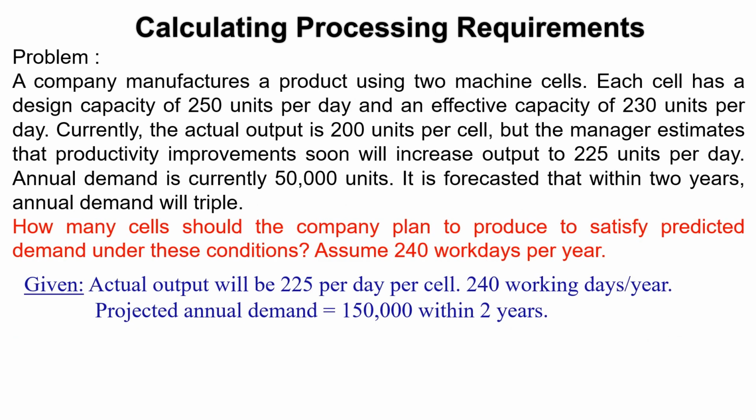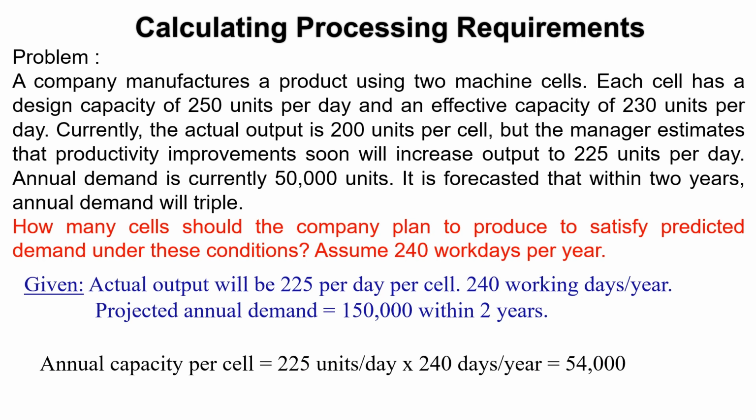It is given that the actual output will be 225 per day per cell, 240 working days per year, and projected annual demand equals 150,000 within 2 years. First, calculate the annual capacity per cell by multiplying the actual output of 1 cell per day by the number of working days per year. This is equal to 225 units per day times 240 days per year equals 54,000 units.